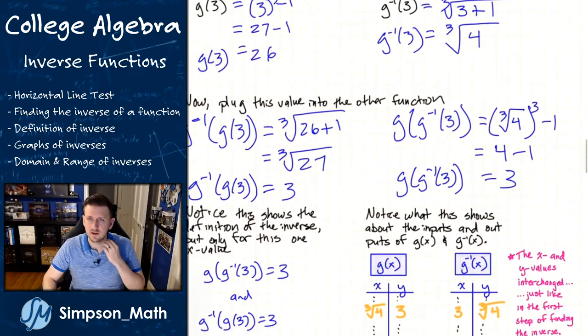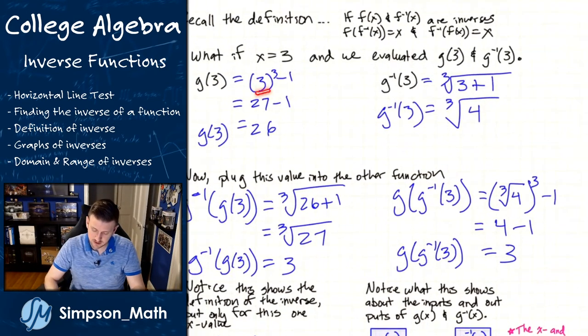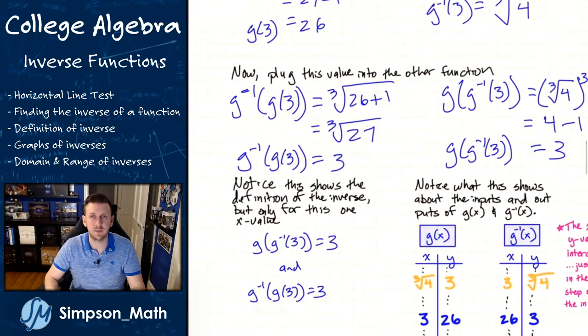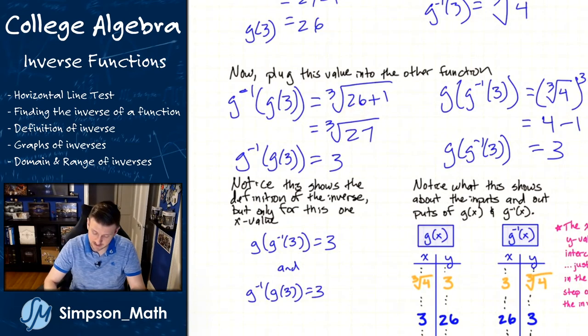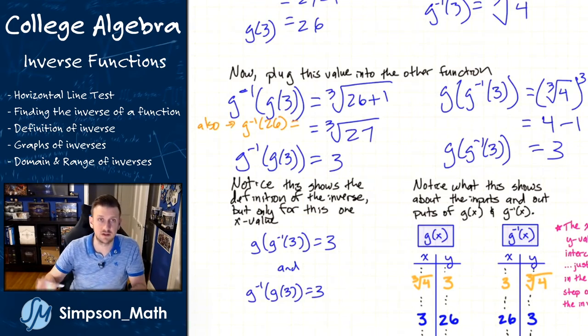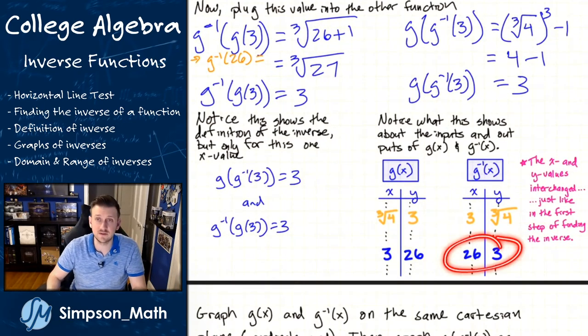So I want you to see something. Notice that when we did this, when I plugged in a 3, out came a 26, right? So in my g function, I can plug in a 3 and it'll pop out a 26. But notice what happens when I plug in a 26 into the inverse, because that's really what happened. I can think of this as just another way of expressing this. Let me throw another color right here. This is g inverse of 26. That's also just g inverse of 26. Plug in 26 into the g inverse function, what comes out?